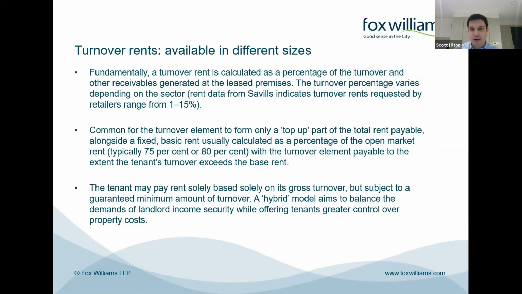So in terms of the classic turnover rent structure, this typically takes the form of a fixed base rent that the tenant pays in a similar way to an open market rent, perhaps on a monthly or quarterly basis. That element is usually discounted from the open market rent, typically 75–80% of the open market value, with the remainder of the rent comprising the top-up element to the extent it exceeds the base rent. So it's variable by reference to the tenant's turnover. So if 10% of the tenant's turnover, say, exceeds the base rent, then the difference will be added as rent.